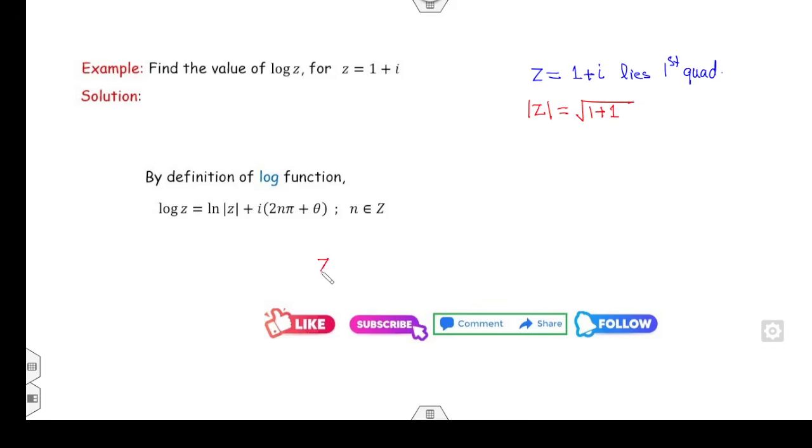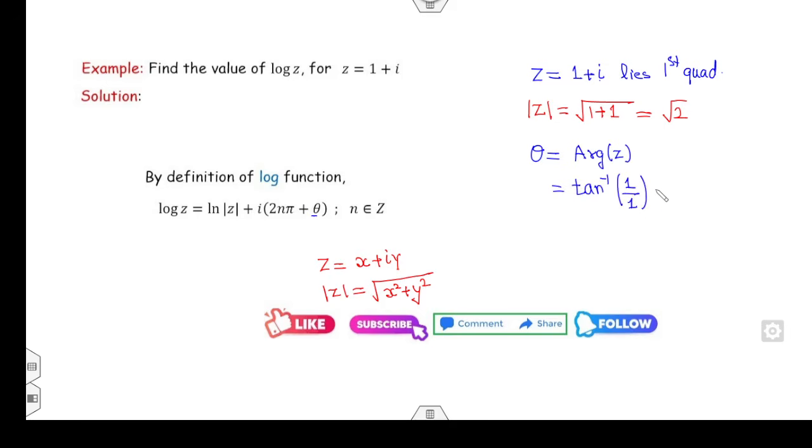मैं आपको रिकॉल करवा दे रहा हूं, अगर आपको अभी रिमेंबर नहीं है, how you can find the modulus value, that will be root of real part square plus imaginary part square, that will be root of 2. Second is we need a theta. Theta is the principal argument, capital ARG, that is defined as tan inverse y over x. Y is my 1, x is my 1. So tan inverse of 1, that is my pi over 4.